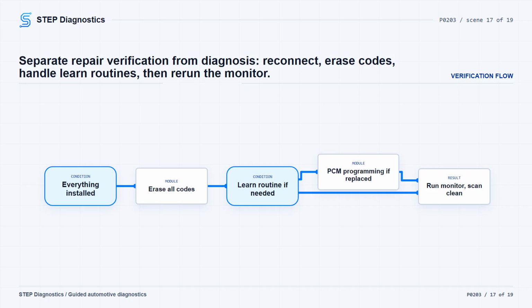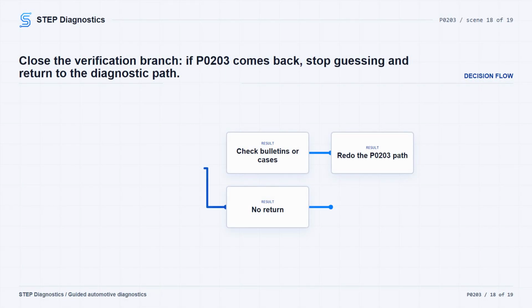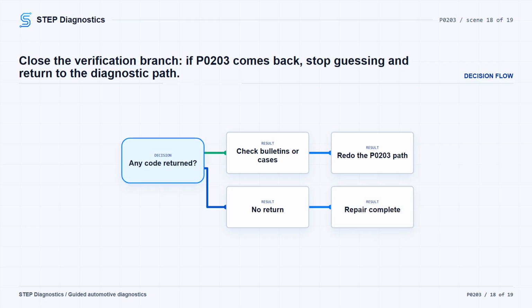If the PCM has been replaced, perform module programming, and after programming make sure the secret key code, VIN, and odometer mileage are programmed. Then operate the vehicle under the monitor conditions for P0203 and verify with the scan tool that no codes have returned. If P0203 returns during verification, check for applicable bulletins or cases. If none apply, pause, recheck the earlier diagnostic path, and avoid guessing. If the code and condition do not return, the repair is complete.